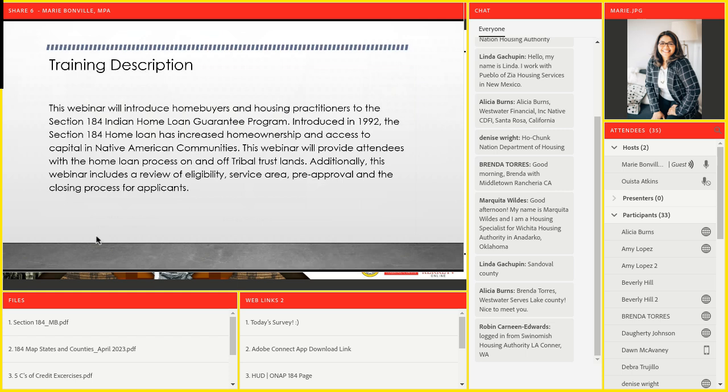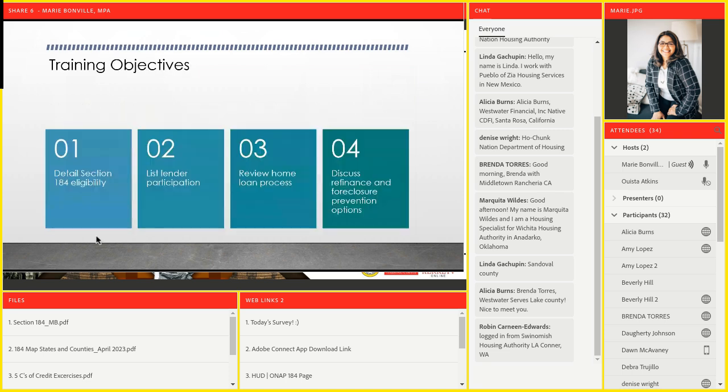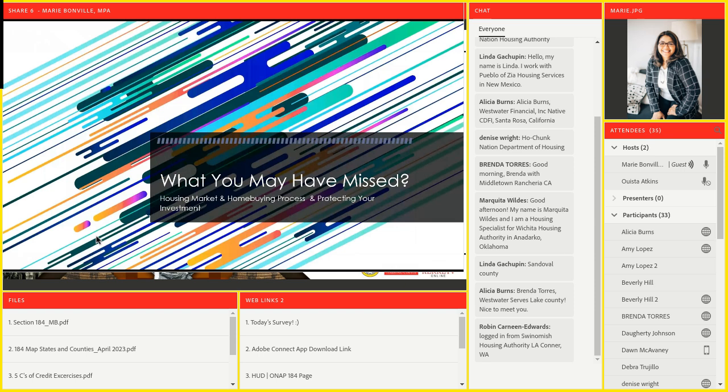Many of us, if you're on trust land, then you're building, and that building process looks different across the country. So we want to make sure people are aware. We'll talk a lot about the eligibility requirements and the documentation necessary. We'll talk about lender participation and how that works. We'll talk about the home loan process primarily, because whether you're doing this with Section 184 or any other loan product, you need to know more about that process. And then discussing refinance and foreclosure prevention for sure.